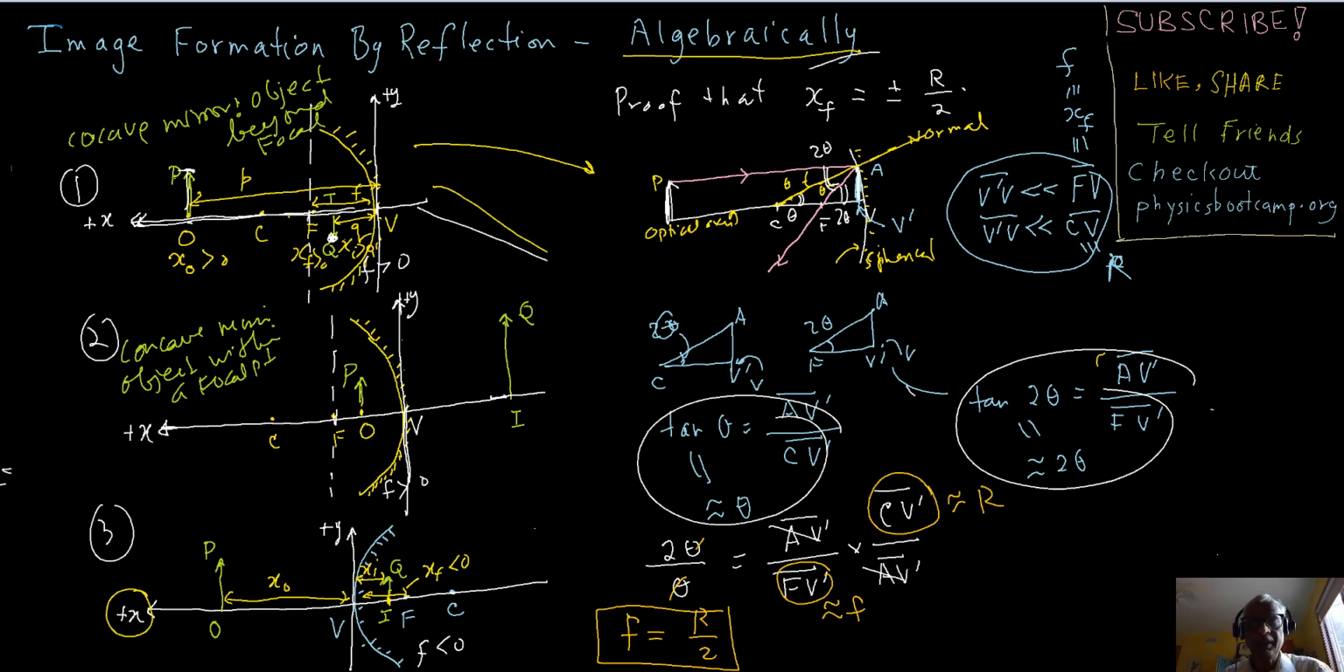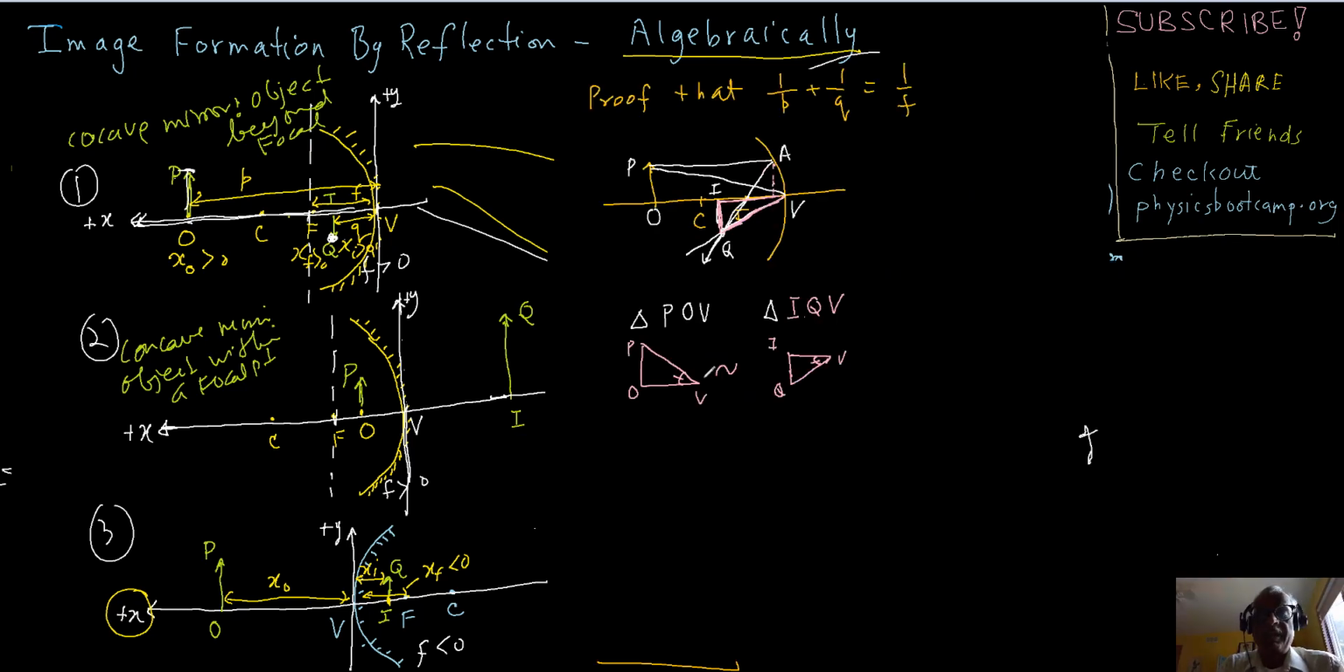Okay, let's derive the other formula. So I just redraw this ray diagram for this case. That's the only case we're going to do today. Okay, so this is the ray and this is the reflecting part. So one ray is a parallel ray that goes to the F. Another ray goes to the vertex, and it reflects off this way. So they meet at the image point of point P.